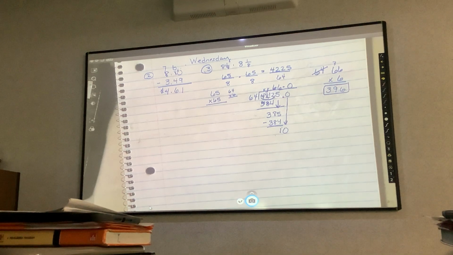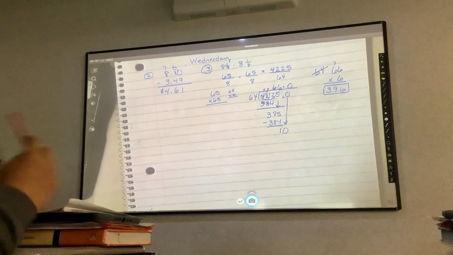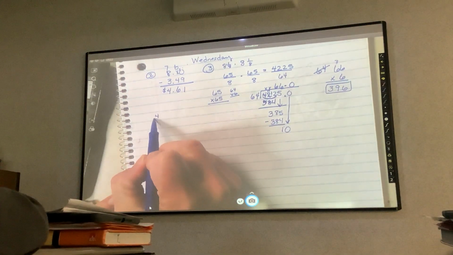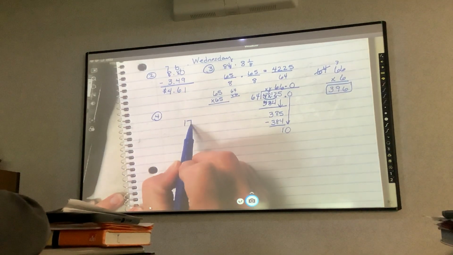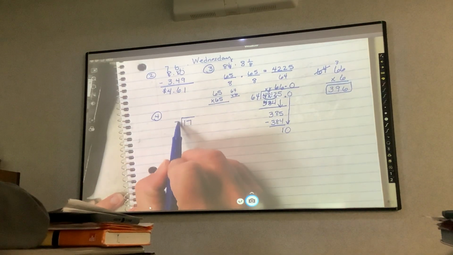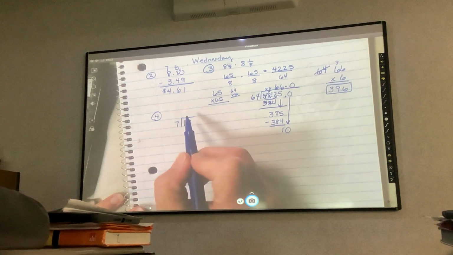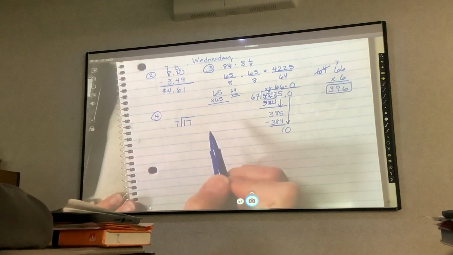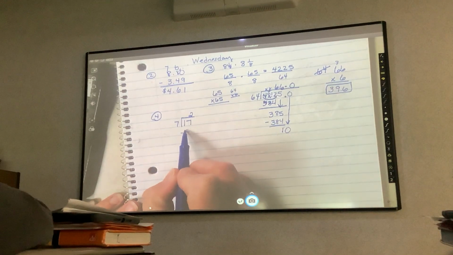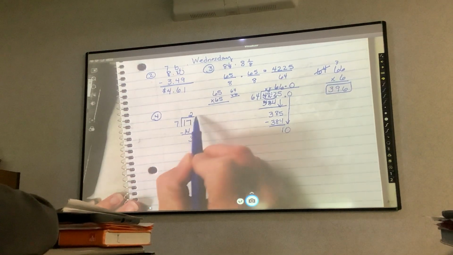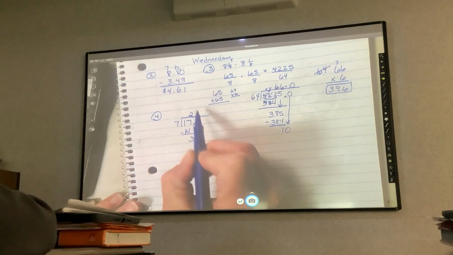Alright, moving on to number 4. It's a long division. It takes a long time, cause it says write it as a repeating decimal and it takes forever to get it to repeat. 7 goes into 17 twice. 14, 3 left. So then I'm gonna add my decimal and bring it up.